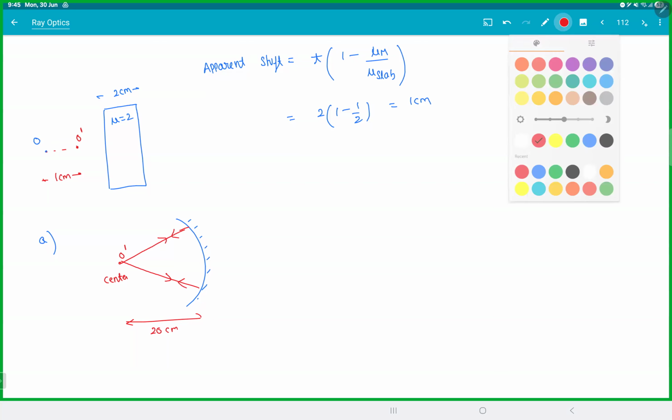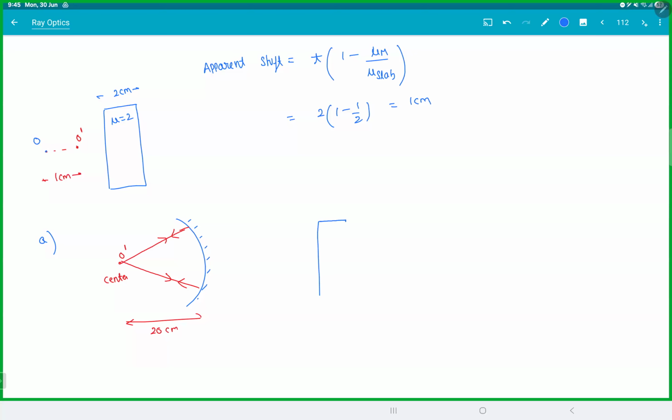Question is still not over. Now if you ask the slab, boss, where is the final image? The slab will think, okay, light rays are coming from here and they were trying to meet at the center, which is the O dash. But again, whenever you go through the slab, the image gets shifted by how much again? By 1 centimeter. Is that making sense? So the light rays have retraced the path, so they'll go back again 1 centimeter backwards. So the final image is 21 centimeters from the mirror.